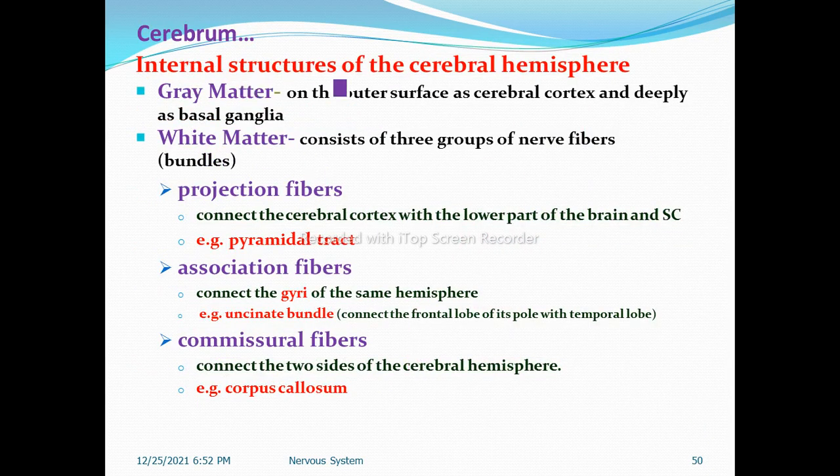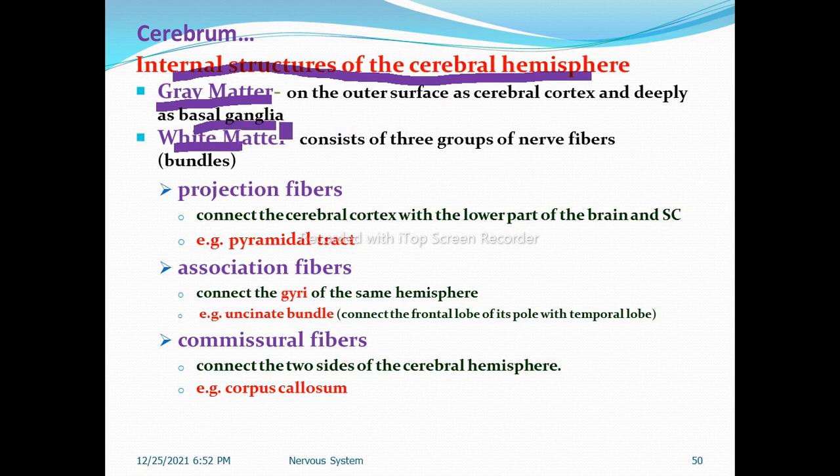The other topic is the internal structures of the cerebral hemisphere. Until now we were observing the outer external structure. When we see the internal structure, we will see gray matter and white matter. Gray matter is found mainly on the outer surface as the cerebral cortex, but deeply we will find it as the basal ganglia. We will get it also in the deep area.